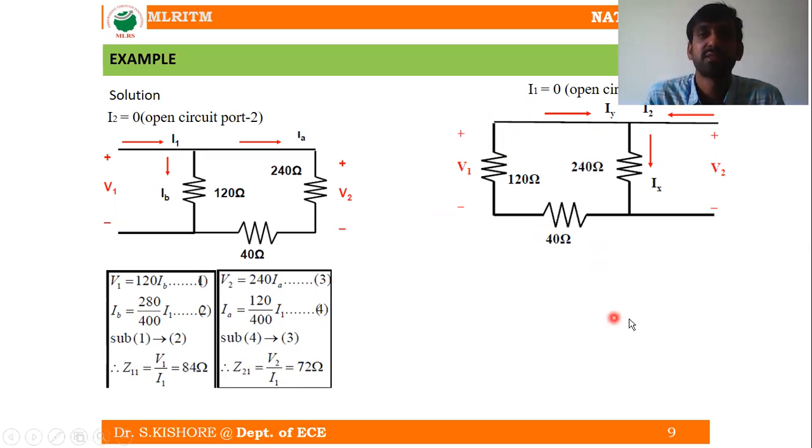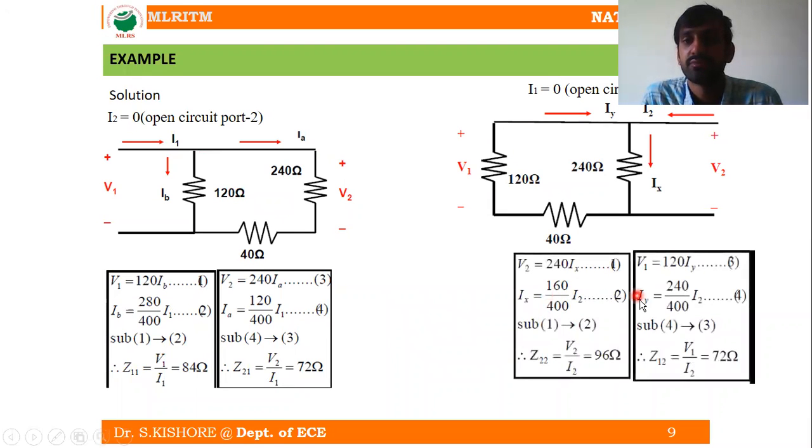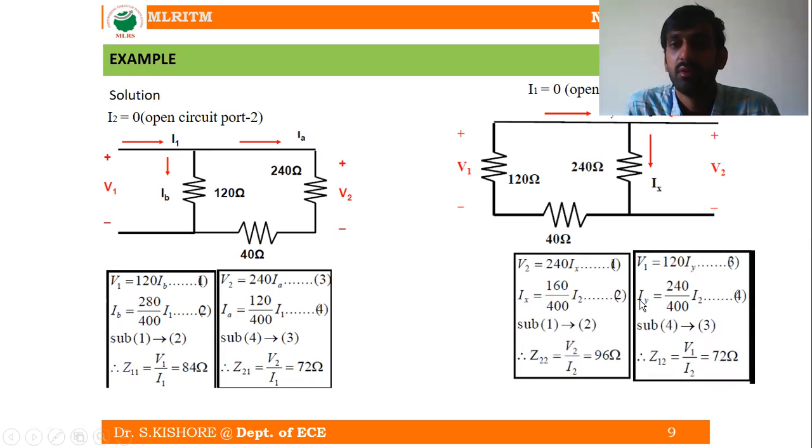So that means from this circuit, again I am going to write the equations for V1 and V2. Again I am writing the expressions for V1 and V2. So now look at here. Let us write the expression for V2. V2 is nothing but the voltage drop across the 240 ohm resistor.